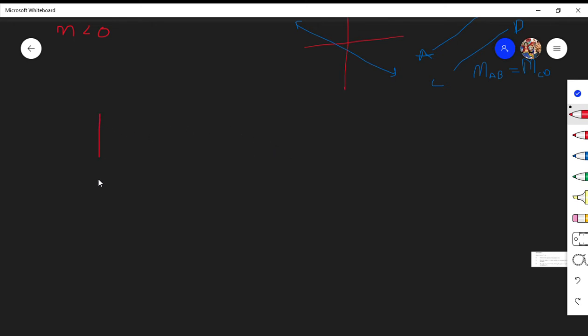So perpendicular lines meet at 90 degrees. So let's make this AB and the CD. So the gradient of line AB times the gradient of line CD is then equal to -1. And then we know that those two lines are perpendicular.